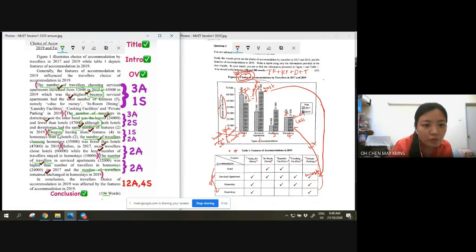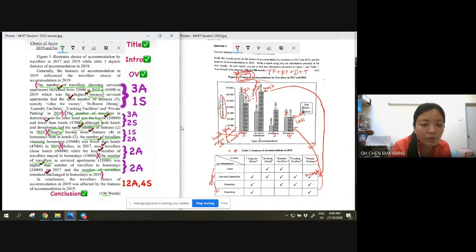Then after finishing, you see all this is only focused on 2019. So this person only focused on 2019, maybe because this person was afraid that if I do 2017, there will be no space. So no problem, it's okay. Talk about 2019. Then there's still extra space left, so this person talks about 2017 already. Before, in 2017, most travelers chose hotels, while the least number of travelers stayed in homestays. So now it's talking about 2017. It's just analysis: this was the most, this was the least, for 2017. Oh, then there's still space, not yet 200 words.